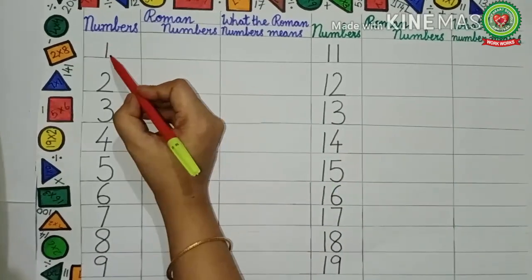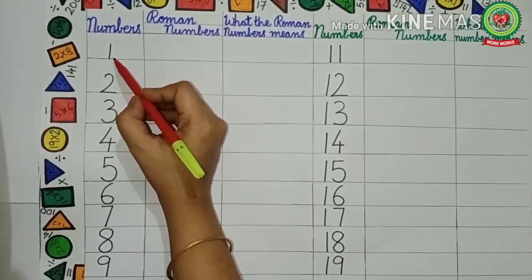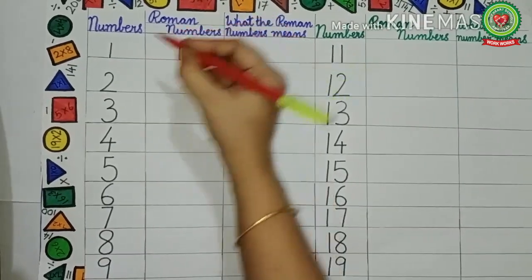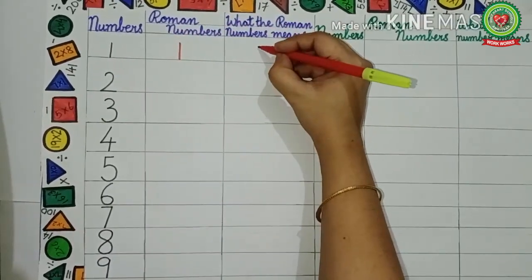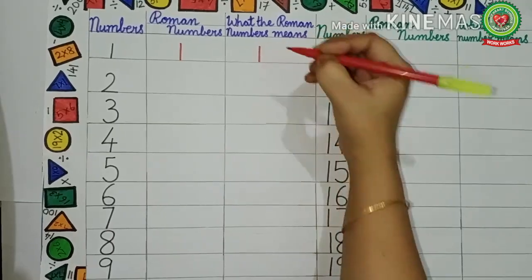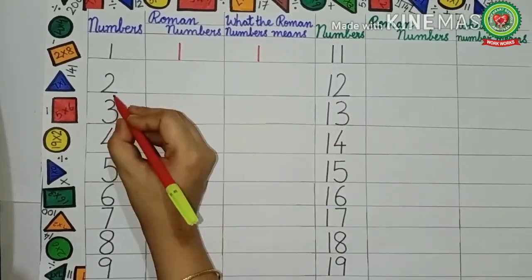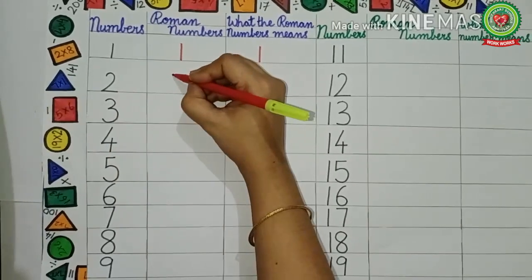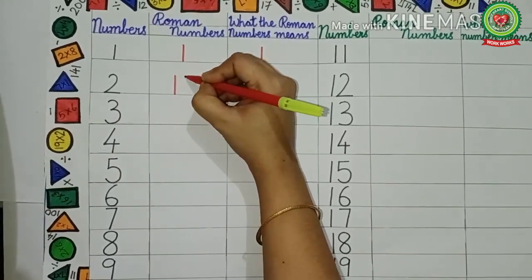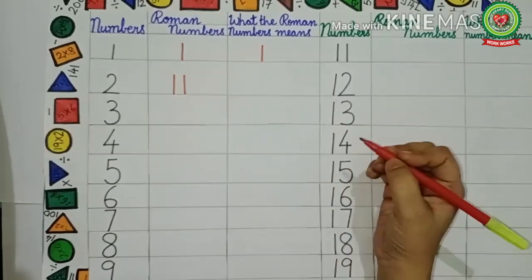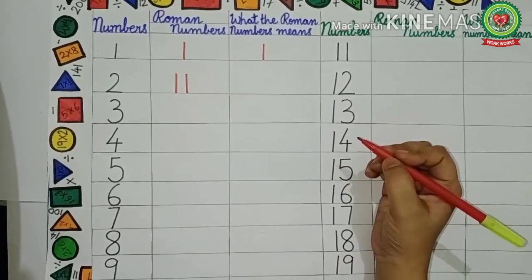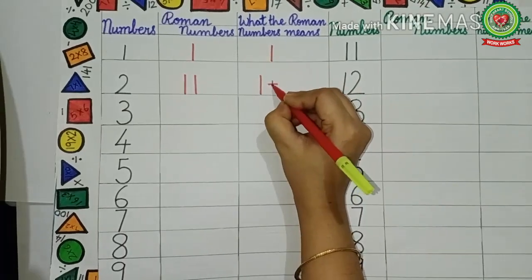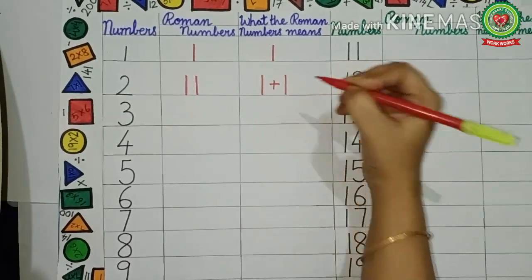Now, the first one is 1. How do we write 1? That is I. What is the meaning of 1? That is 1. Now, next is 2. How do we write 2? That is 2 times I, II. What is the meaning of 2? 2 means 1 plus 1.